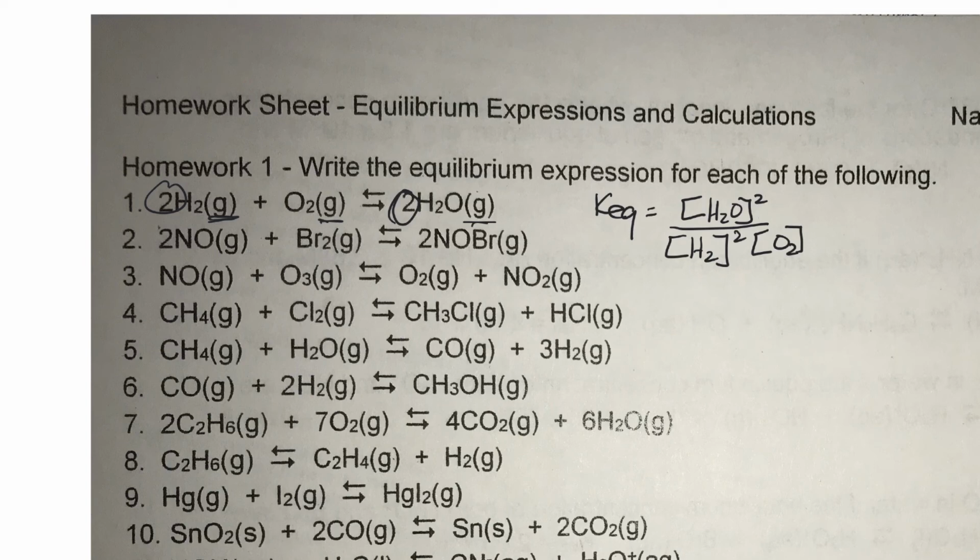Let's skip down to a heterogeneous equilibrium. Let's skip down to number 10. You see here that the equilibrium includes some solids, so I'm not even going to include those, only the gases. So the Keq expression is going to be the concentration of CO2 squared divided by the concentration of CO squared. Those are the two gases. Not too difficult.